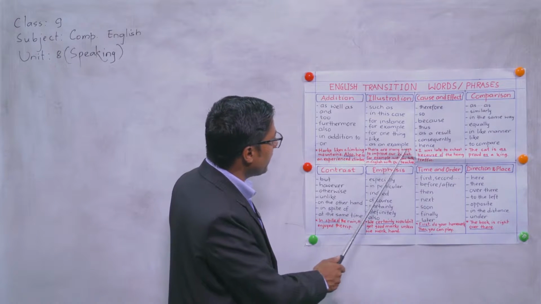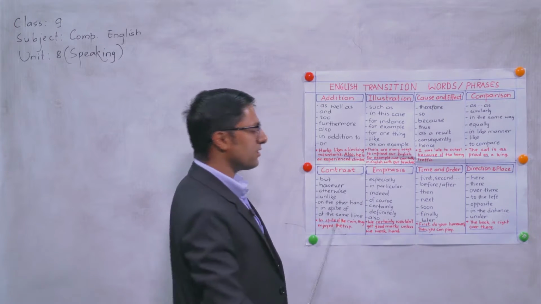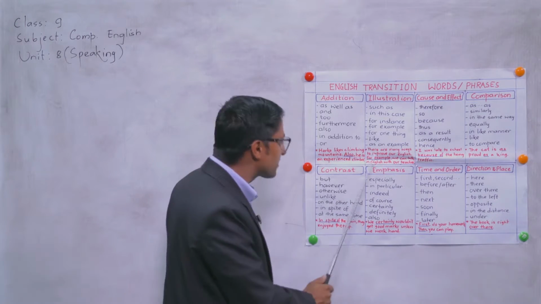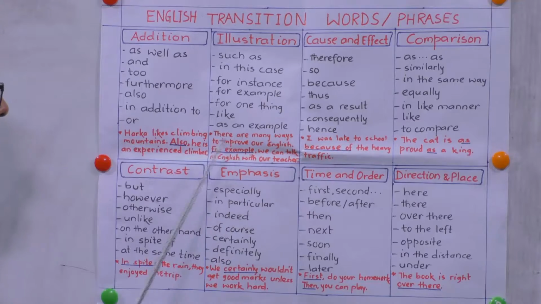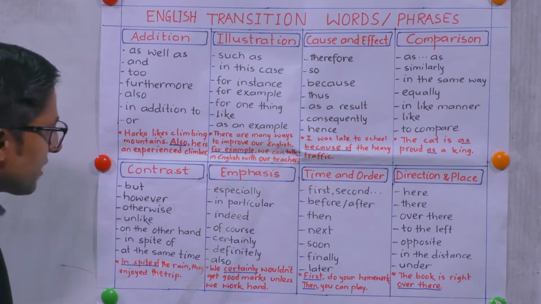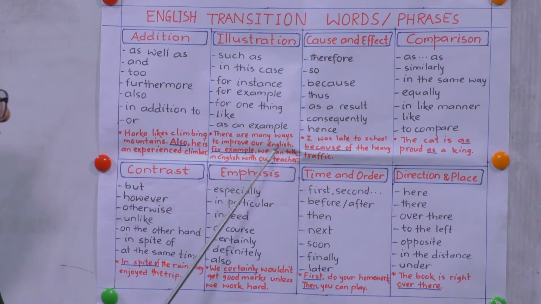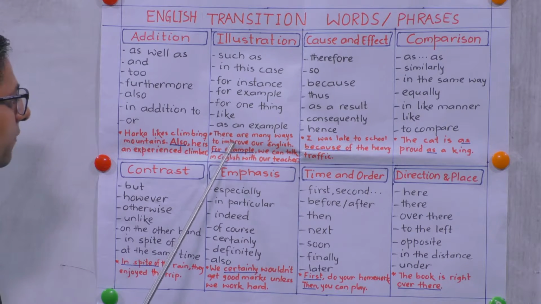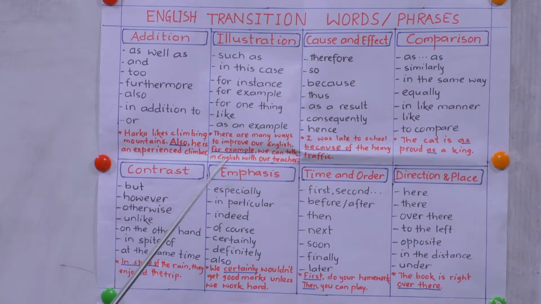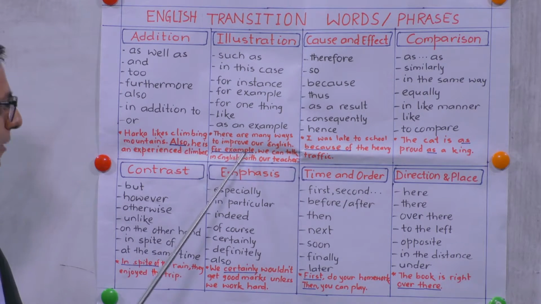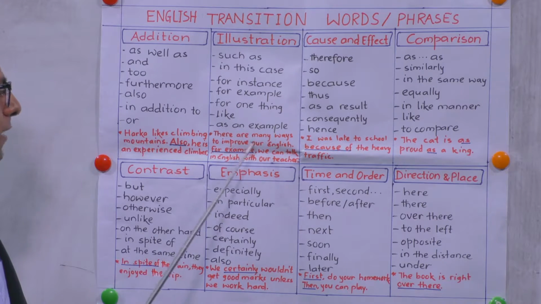There are many ways to improve our English. For example, we can talk in English with our teacher. So look at this second sentence. For example, we can talk in English with our teacher. This sentence is used to give the example of the ways of improving our English. That means the second sentence is the example of how we can improve our English.